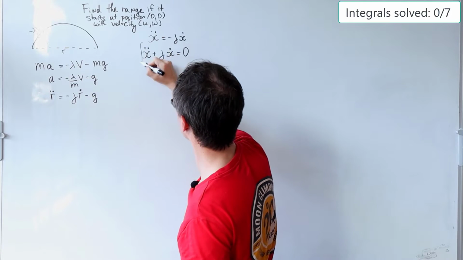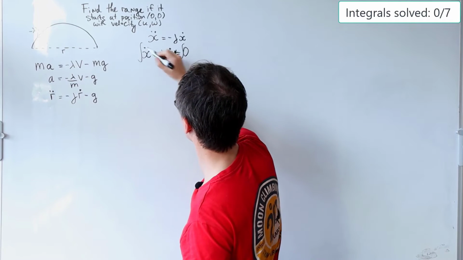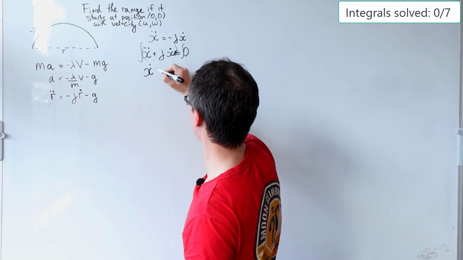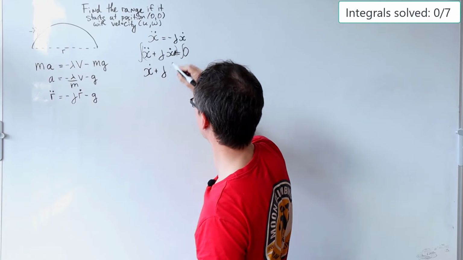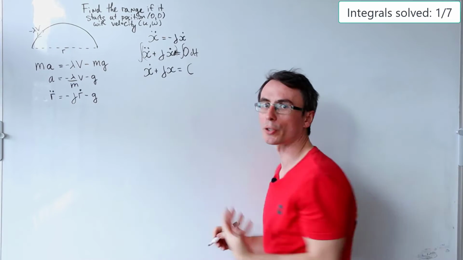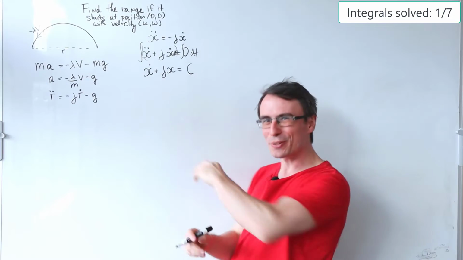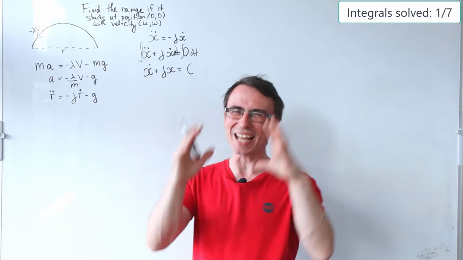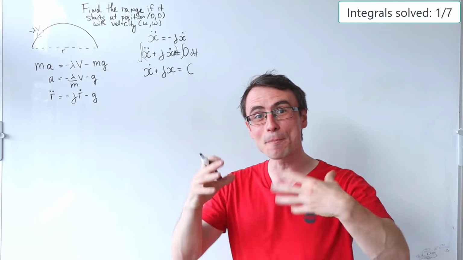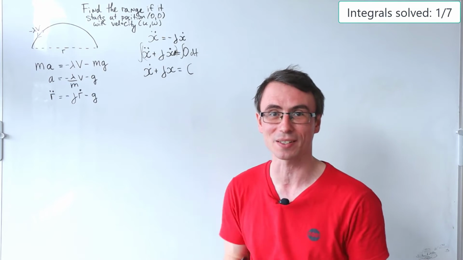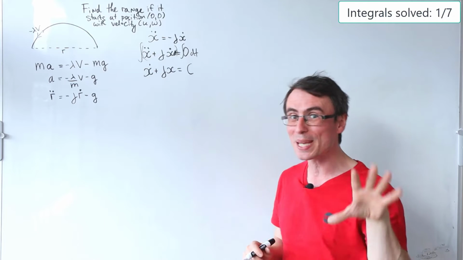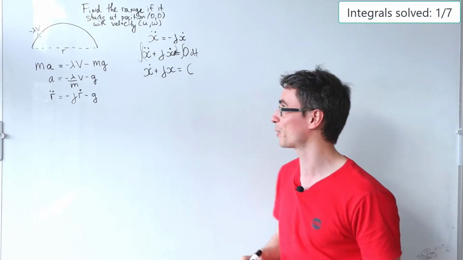So I'm going to integrate this with respect to time. And what I'm going to get is the first derivative of x plus gamma times x will be equal to some constant of integration. And in order to solve this, we need to employ an amazing technique in solving differential equations, and that is multiplying by integrating factors. Some of you guys will be familiar with this technique, but some of you will not be, and it's really fascinating to see how this works.